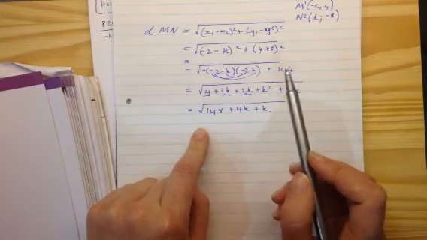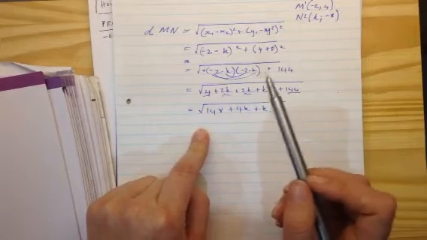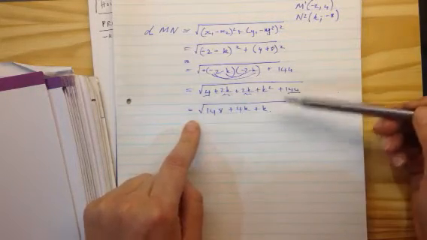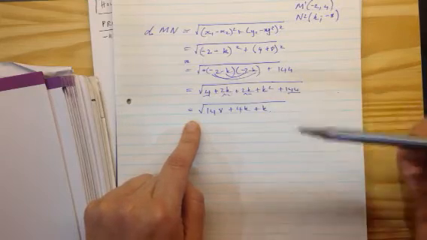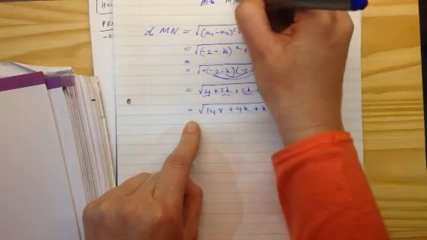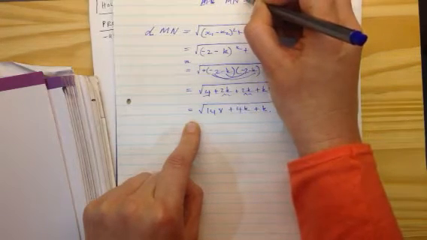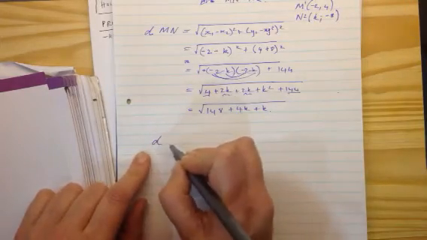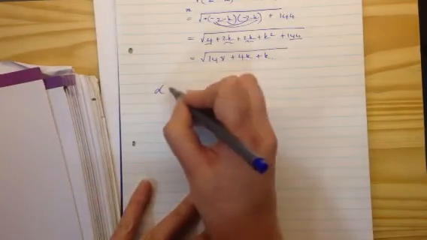But now what I can do is figure out the distance of NR, and I'll get something similar to this, and then I'm going to set them equal to each other because that was the first information that I was given. MN is equal to NR. So let's calculate the distance of NR.